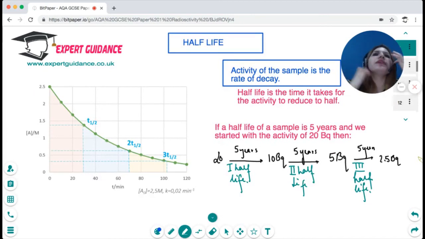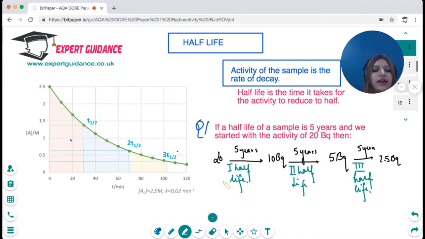Now every radioactive element shows decay. The number of decays per second is called the activity. So the activity of a sample is the rate of decay. Now, the time it takes for the activity to fall to half is known as the half-life. Now, you can get a question numerically as well as graphically in the exam. A numerical question would be: if the half-life of a sample is 5 years and we started with an activity of 20 Bq, then in 5 years, the activity will be 10 Bq.